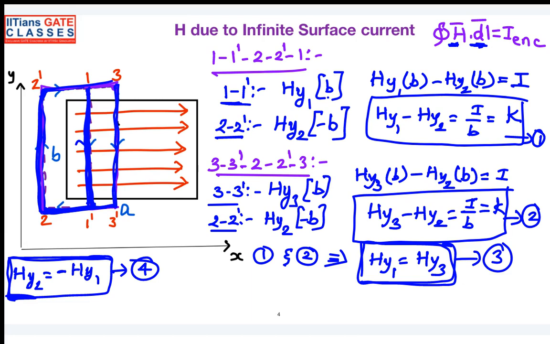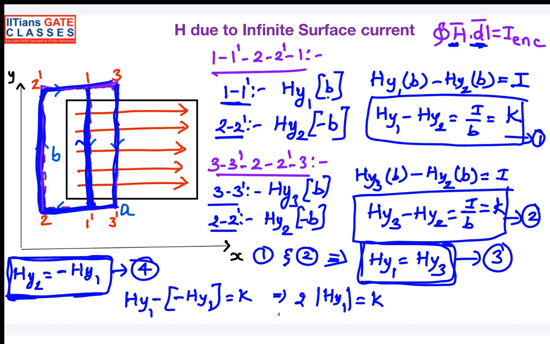Yes. Substitute HY2 equal to minus HY1 in equation 1. So when you substitute equation 4 in equation 1, what are you going to get? HY1, and instead of minus HY2, minus of minus HY1, is equal to K. So 2 times the magnetic field intensity HY1 is equal to K. So what is the value of HY1? HY1 is equal to K by 2. So the magnitude of the magnetic field intensity will be half of the surface current.